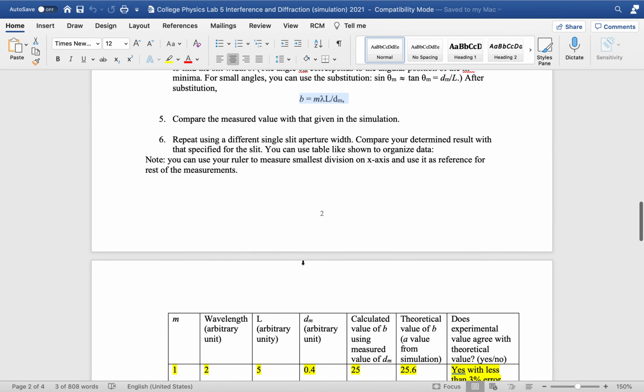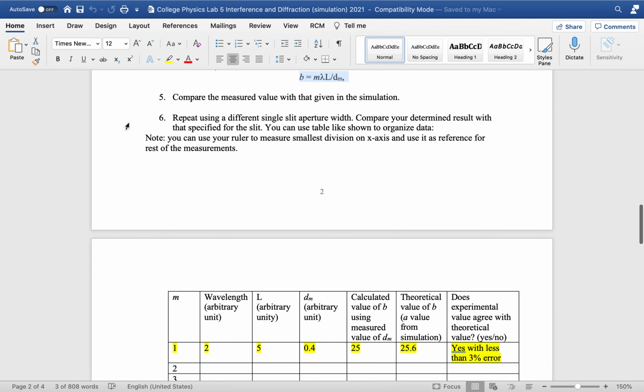All right. After that, repeat using a different single slit aperture width. This is where they can change the value of b. If they double the value from what they had before, it would be much easier to see the pattern in the data.